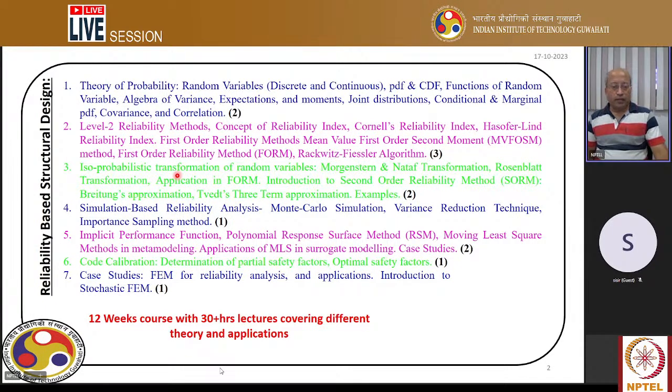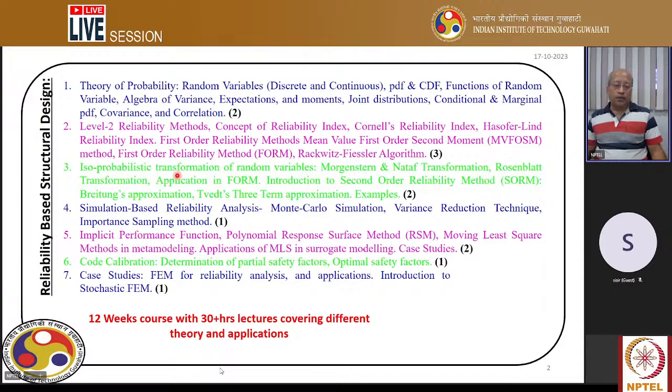Now, after that, we come to the very important topic. We call it code calibration, because in different codal provisions, we see partial safety factors, and we discussed how these safety factors are arrived at and how can we quantify the optimal safety factors, or sometimes even for an existing code where we stand, so far as the reliability of the design is concerned.